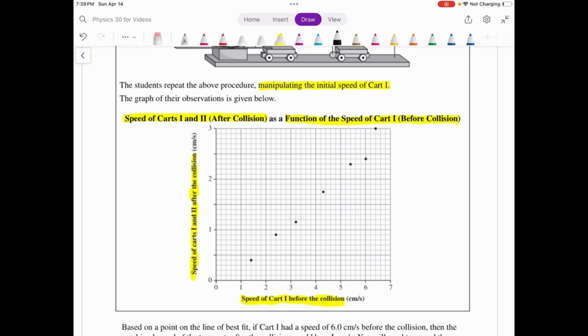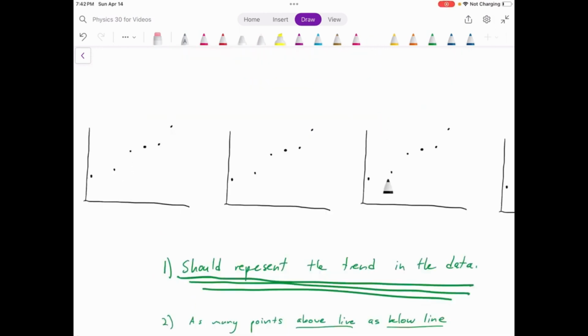So let's remind ourselves of what we need to do when drawing a good line of best fit and what not to do. The number one thing, and really this is the whole idea here, is we need one straight line that represents the trend in the data. We need one straight line, A, because that averages out all our data and gives us the overall trend, but B, because we need one straight line to be able to calculate the slope of it.